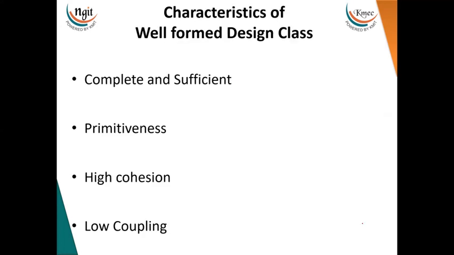Then the characteristics of a well-formed design class. First one is complete and sufficient. Second one is primitiveness. Third one is high cohesion. Then it's low coupling. So what is complete and sufficient? It only needs methods and attributes. When I say primitiveness, it's one module, one responsibility, or one method, one responsibility. Then what is high cohesion? High cohesion is having a small and focused class. Then what is low coupling? It is the minimal dependency. So these are all the characteristics of a well-formed design class.